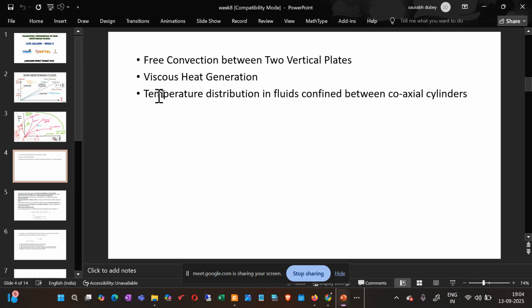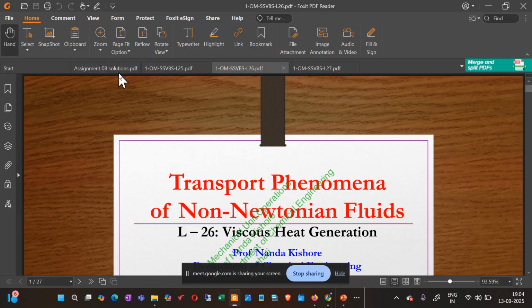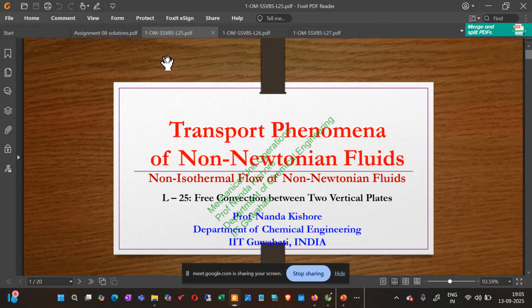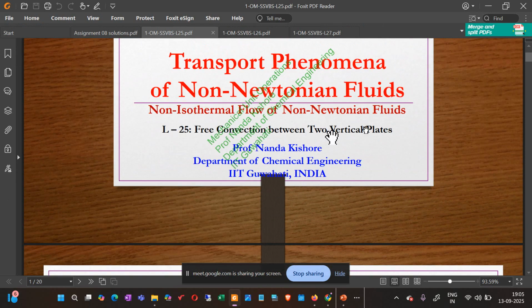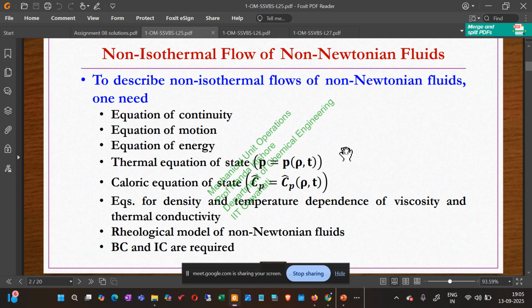so first is this free convection between the two vertical plates. We will be revising the contents that we have seen. So let me just project the free convection between two plates slide. So you have seen that the non-isothermal flow of a non-Newtonian fluid is here. Here you are actually describing non-isothermal flow of a non-Newtonian fluid.